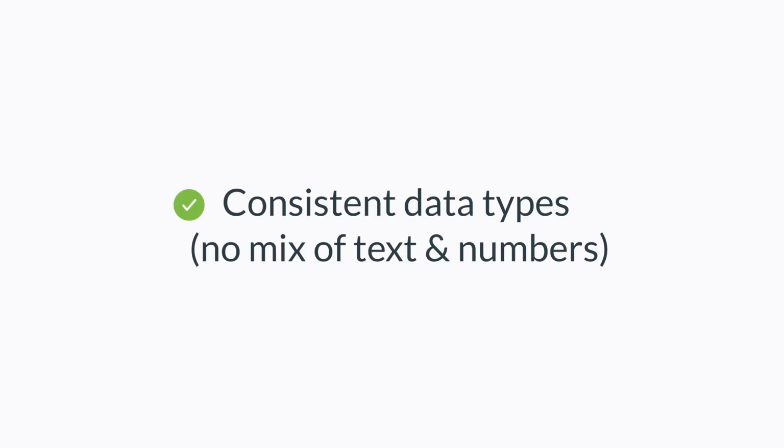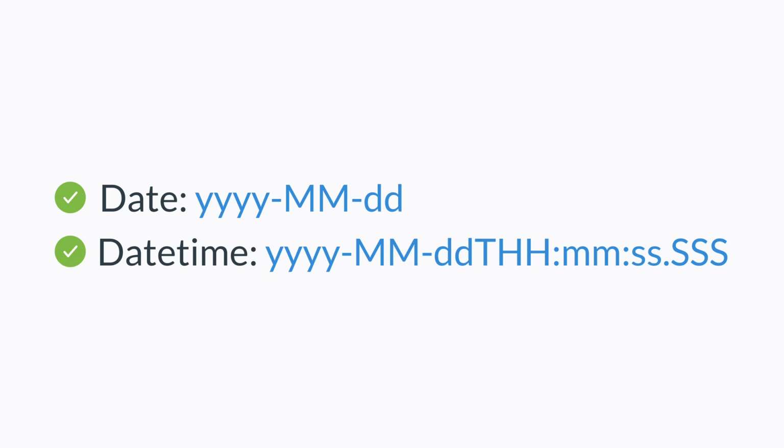Next, keep your columns consistent. Don't mix text with numbers or integers with decimals. That can confuse Metabase when it tries to guess the column type. And last one, check your date format. Use this for regular dates, and this if you have timestamps.